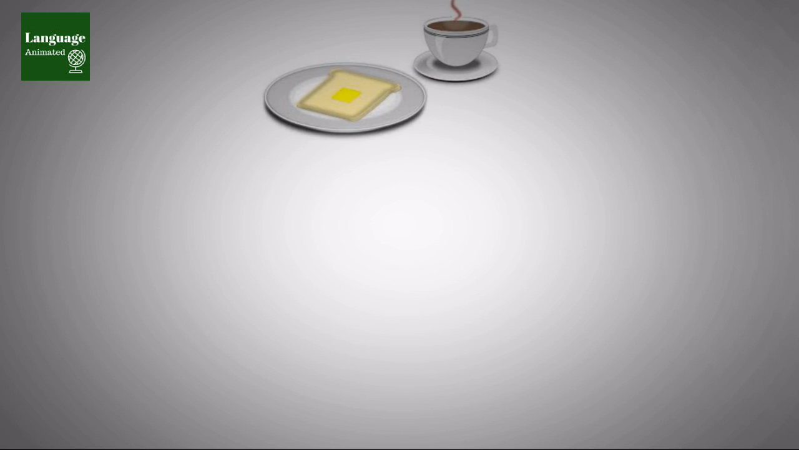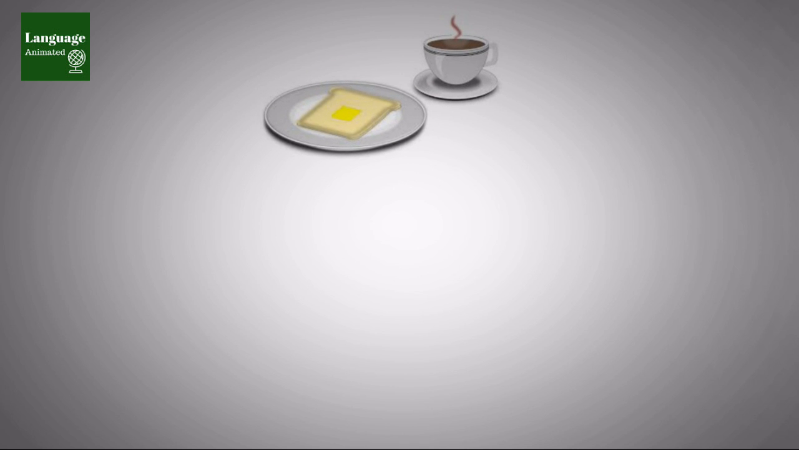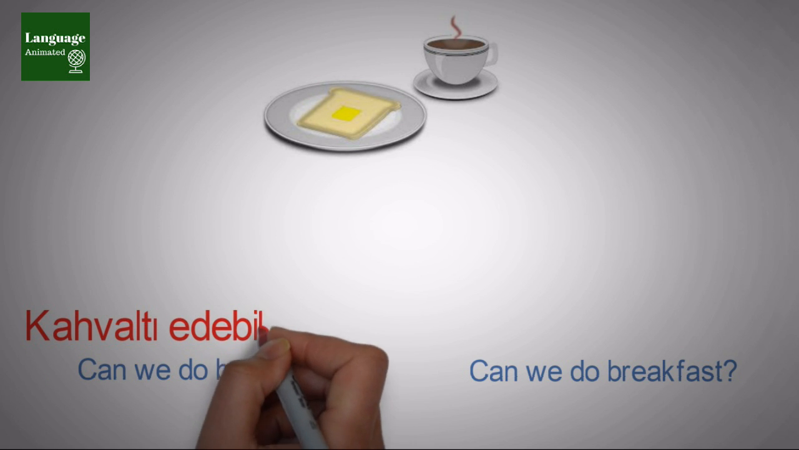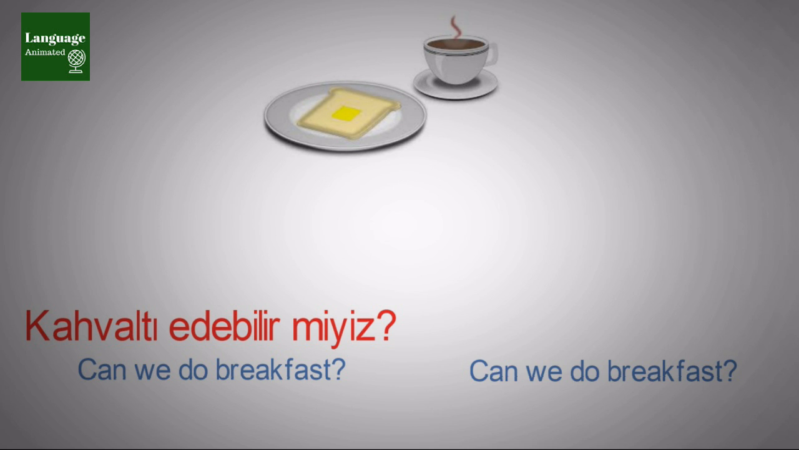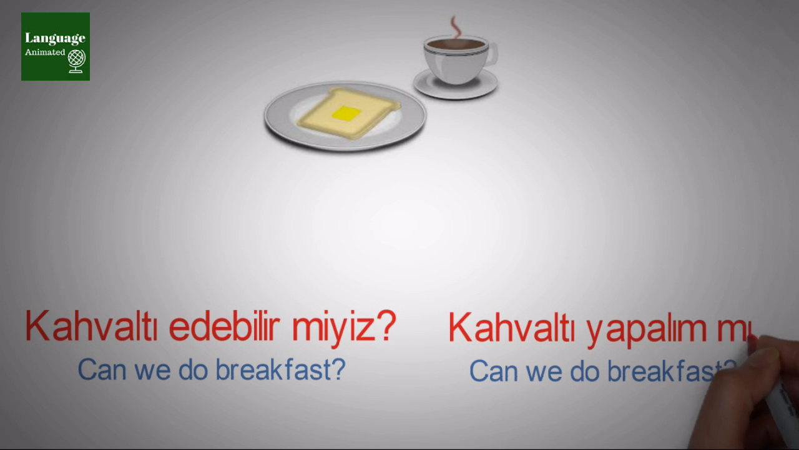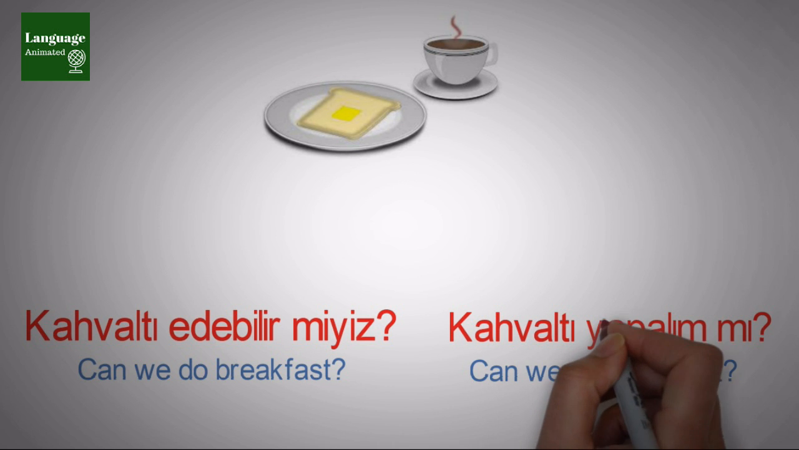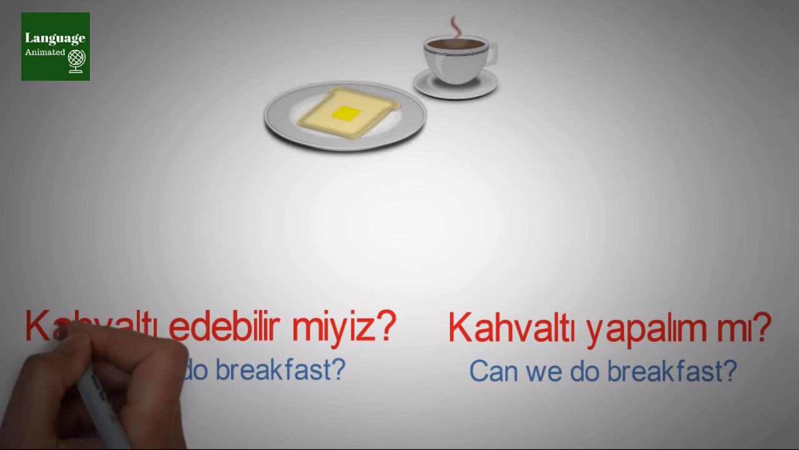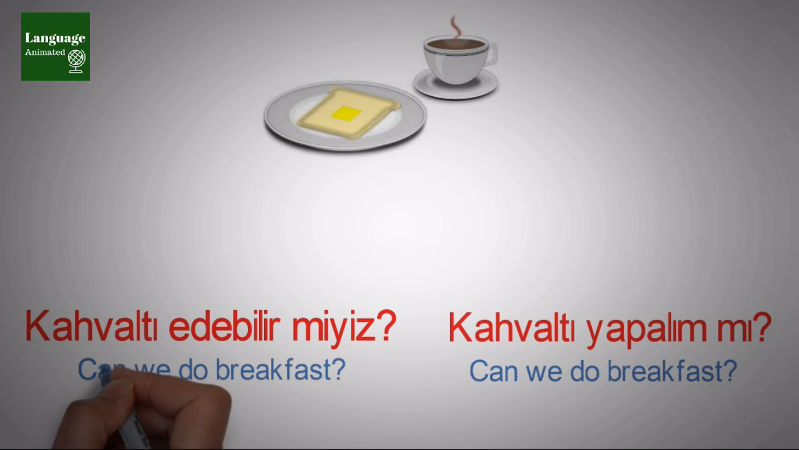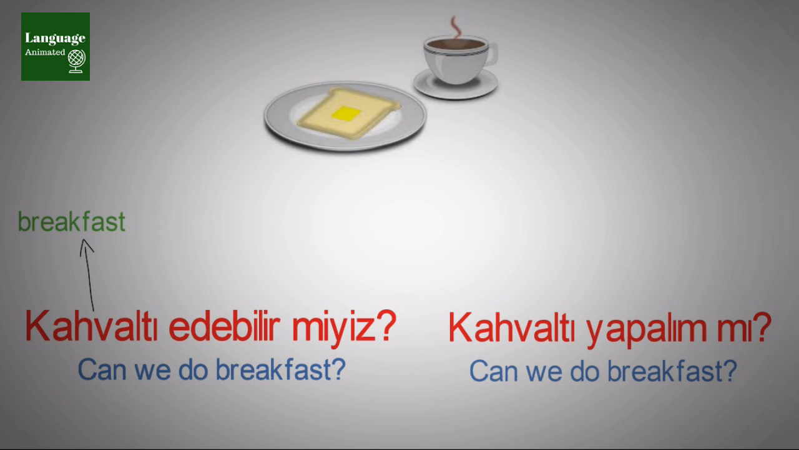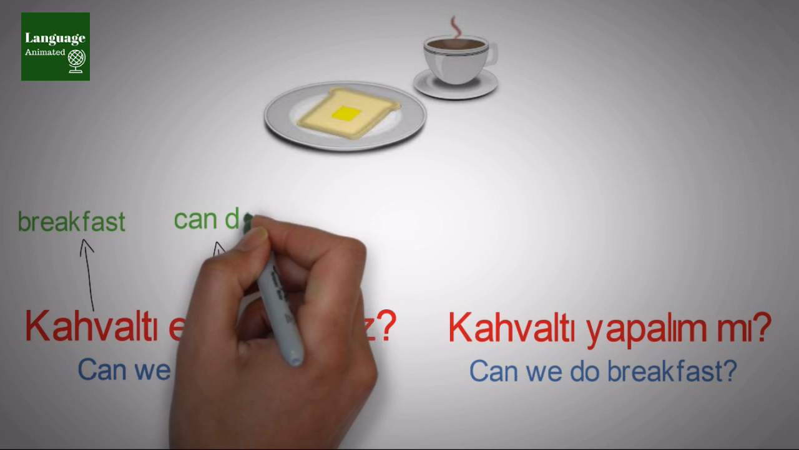In the morning, you ask about breakfast. Can we have or can we eat breakfast? Or can we do breakfast? In Turkish you can say kahvaltı edebilir miyiz? Or kahvaltı yapalım mı? Kahvaltı edebilir miyiz means can we do breakfast? Kahvaltı means breakfast. Edebilir means can do.